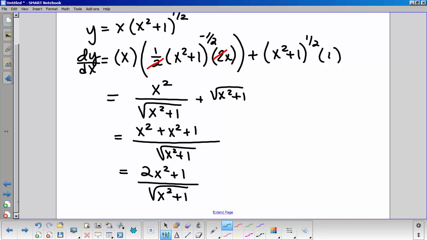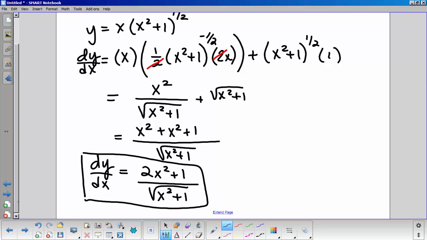And if I had to take the derivative again, which is the better form? This one. That's the way I would prefer you to leave it, with the common denominator.